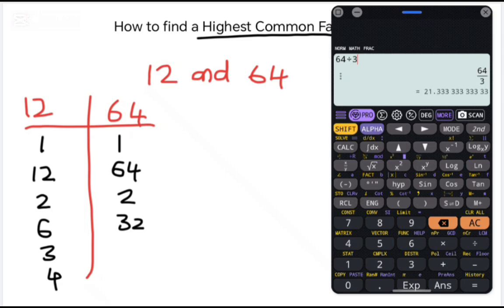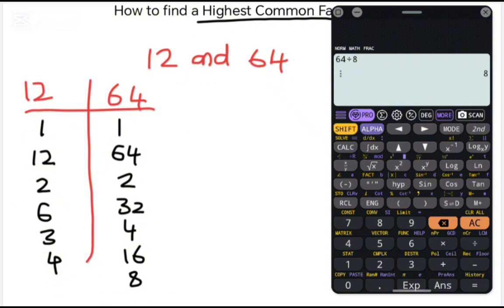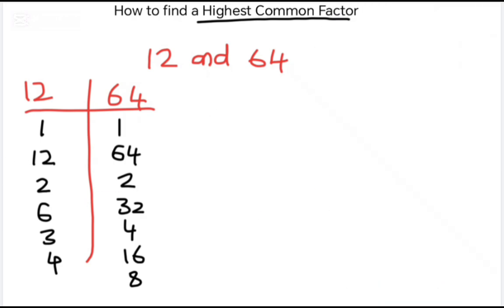We try 3, which gives us decimals. We try 4, which means 4 and 16 are factors. We try 5, it gives us decimals, 6 decimals, 7 decimals, 8. It means 8 is also a factor. So when we talk about the highest common factor, we talk about the factor that is on 12 and also on 64, but the highest one. So if you check both sides here, what is the highest common factor that is on this side and also on that side?